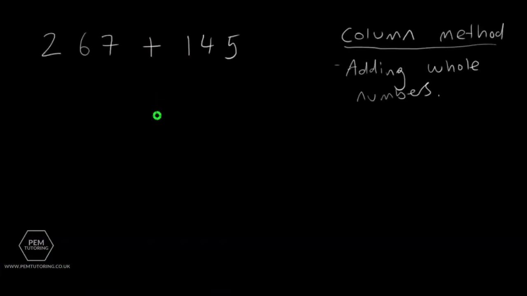So now let's look at using the column method to add up the same two numbers. So we're going to do this without using the blocks. When you're using the column method, you always put the bigger number on top. So if we look at this number, we have 2 for the hundreds. For this number, we have 1 for the hundreds. So this one's bigger, so we're going to put that one on top. So we have 267, and we have 145.